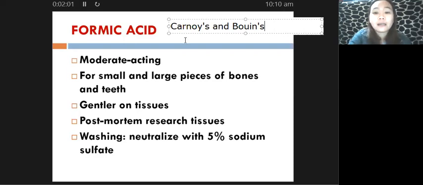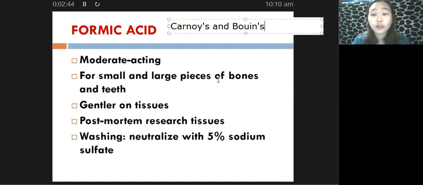So what are the characteristics of formic acid? Your formic acid is considered to be a moderate acting decalcifying agent. Since it is moderate acting, as compared to your rapid acting decalcifying agents, it is considered to be gentler on tissues. The setback of using your formic acid, since it is moderate acting, is that it takes a longer duration for the decalcification process to be complete.